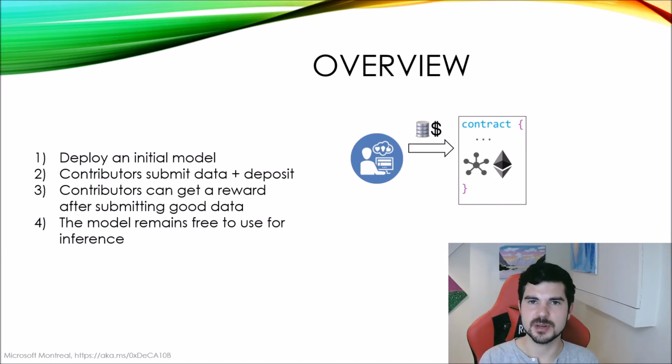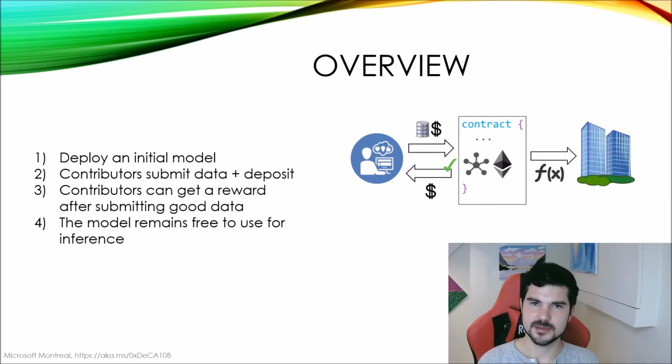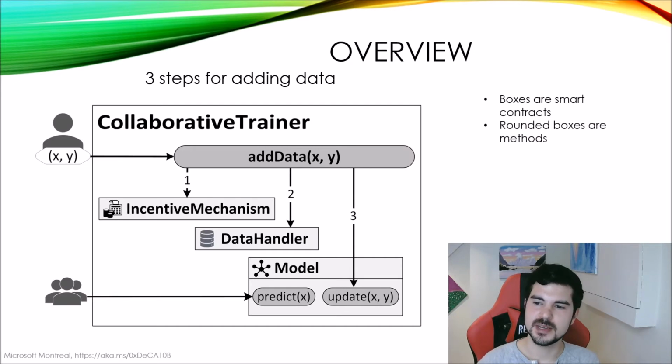So this is typical in a blockchain system where people are staking a deposit for something, and if we determine that their data is good, they can get their deposit back and maybe even a reward. I'll talk about some ways that we validate this data later. And the model remains open to the public to use for free, of course, because it's in a smart contract and anybody can just read the data off of that smart contract and use the model.